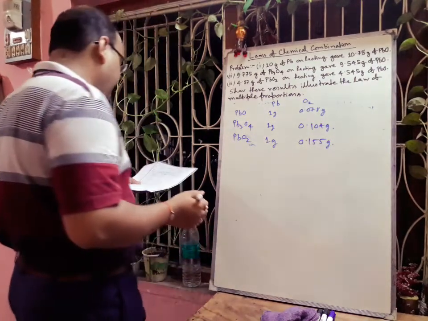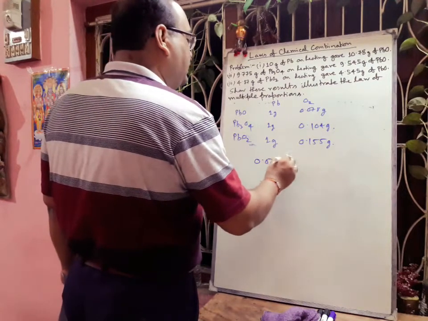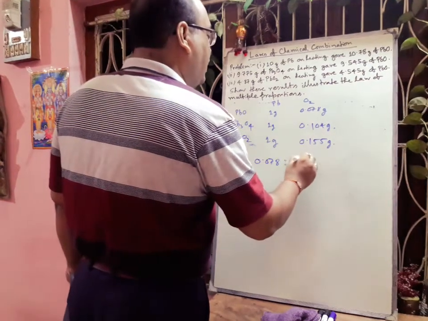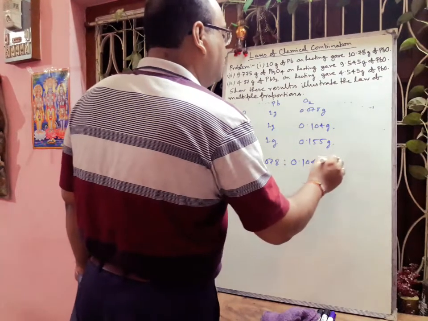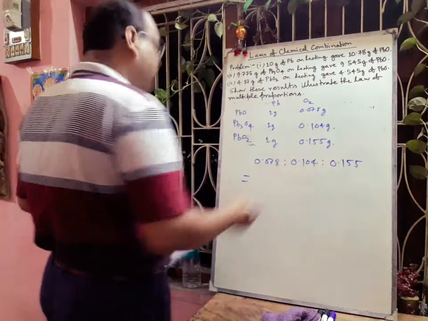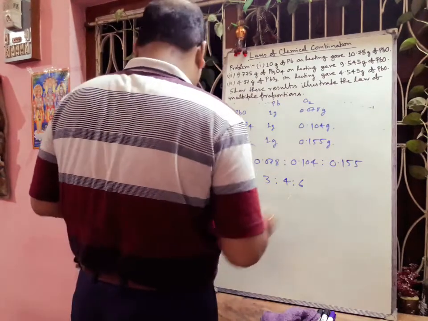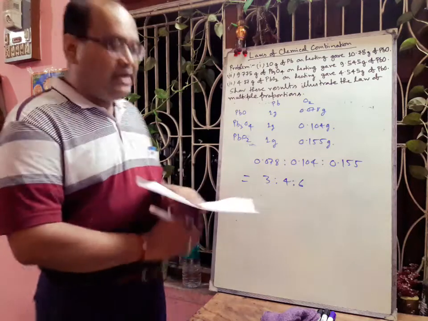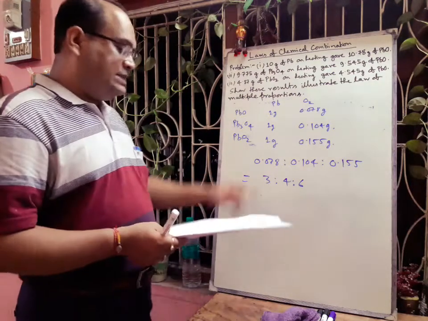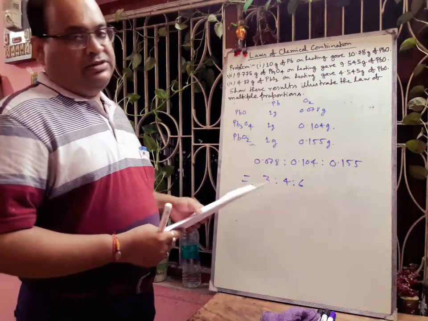So to establish the law of multiple proportion, with 1 gram lead, what is the ratio of the oxygen combined? 0.078 is to 0.104 is to 0.155. So if we take their ratio, we will get 3:4:6. Since this is a simple ratio, the above results establish the law of multiple proportion.